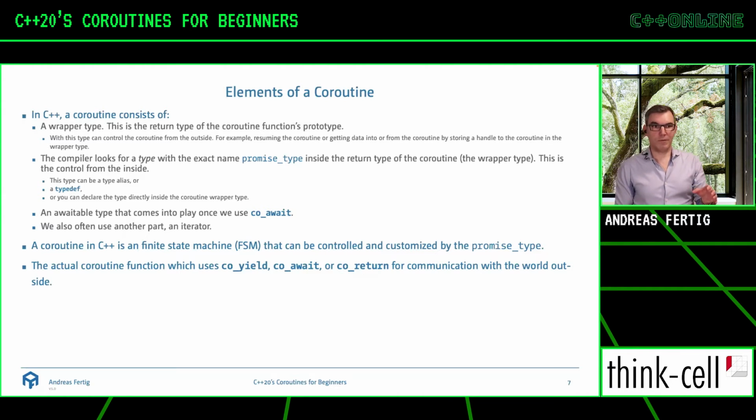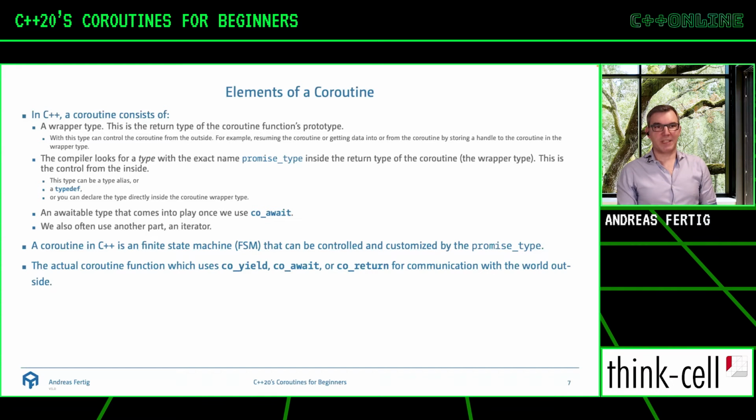The actual coroutine function is the one using co_yield, co_await, and co_return for the communication with the outside world. So all of these three keywords mean the coroutine usually gets paused and either it sends away some output or it waits for more input.